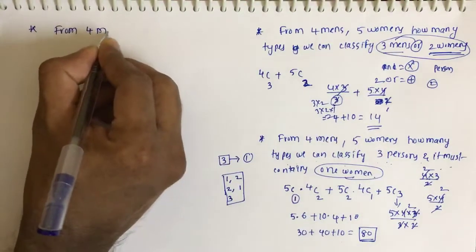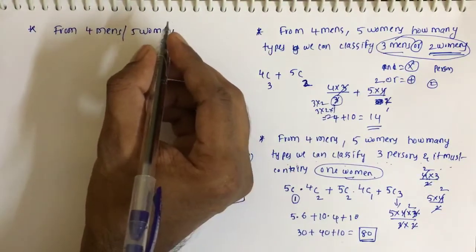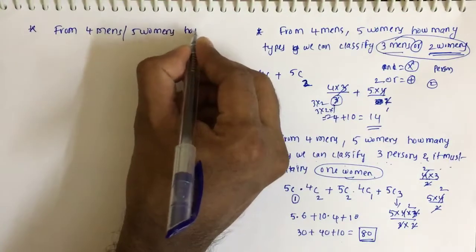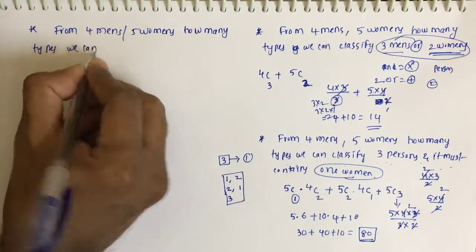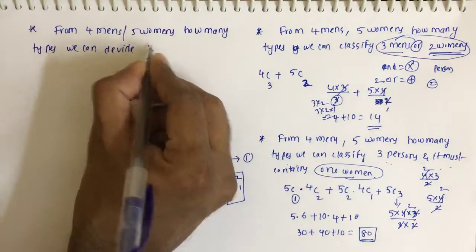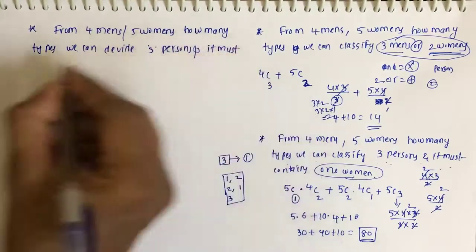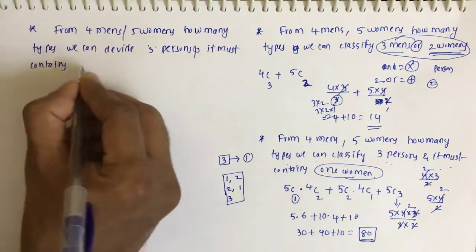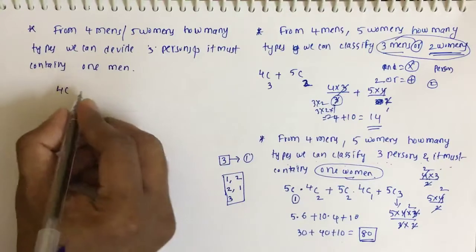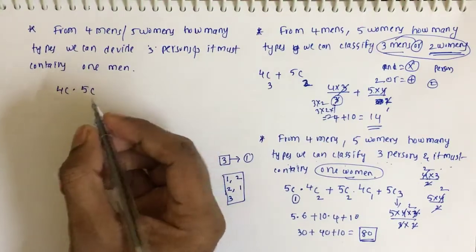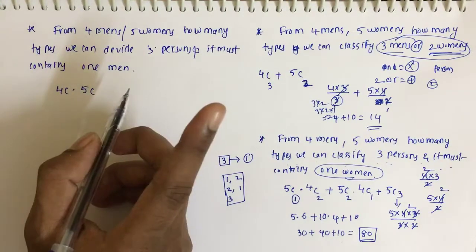From 4 men, 5 women, so how many types can we divide 3 persons, and it must contain 1 man. So this is the question. So here we have 4C and 5C. So in the question they asked about the 3 persons, and there should be one man there.